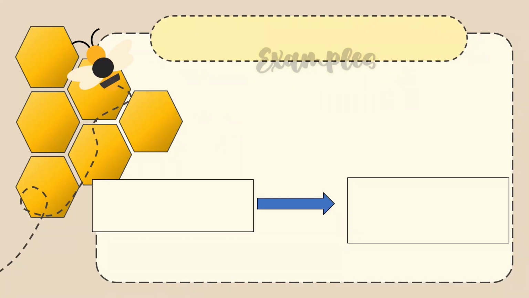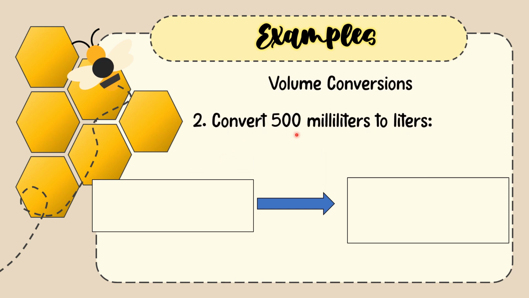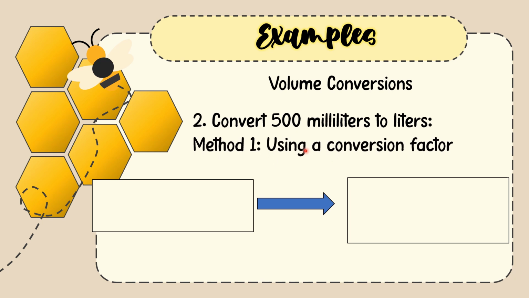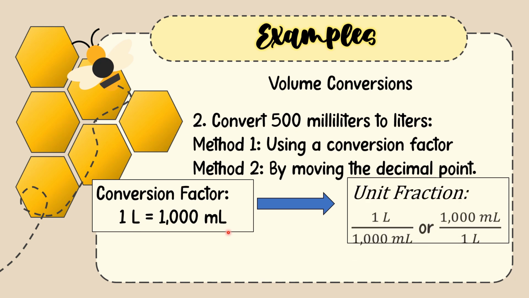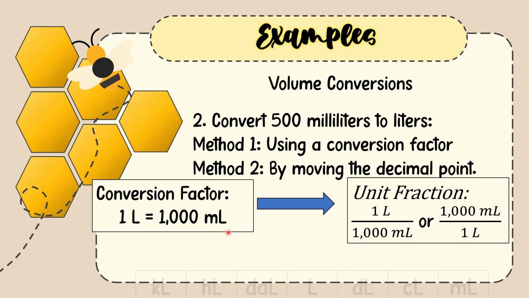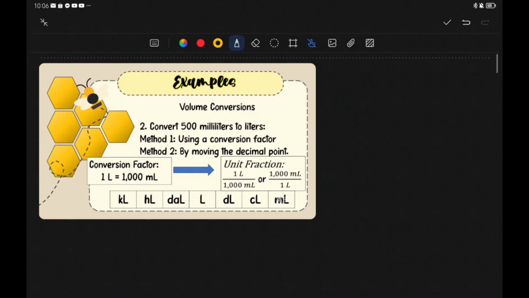Now let's proceed to the second example for the volume conversions. Convert 500 milliliters to liters using the same two methods. And we need to remember the conversion factor that 1 liter is equal to 1,000 milliliters. And for the unit fraction, we have the same as in the first example. So again, for method 2, we have the same table as well. Now we are going to convert 500 milliliters to liters.